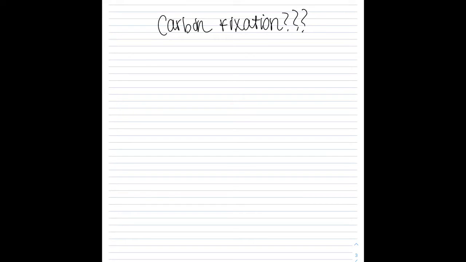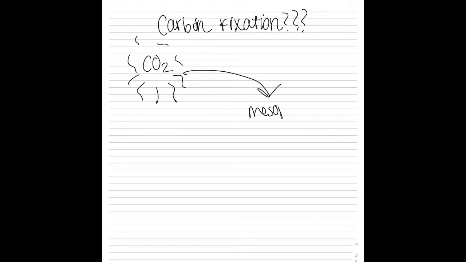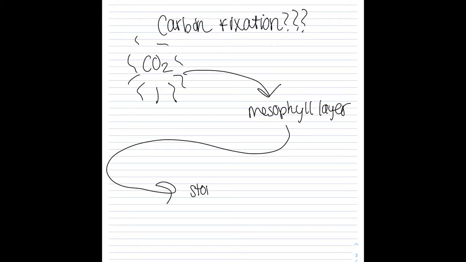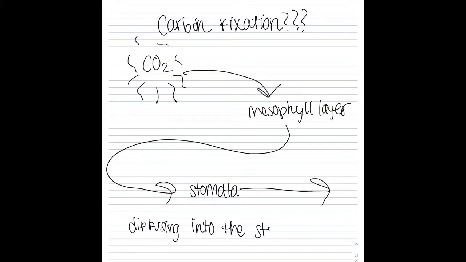The first stage of the Calvin Cycle incorporates carbon from CO2. In plants, atmospheric CO2 enters the mesophyll layer of leaves by passing through the stomata and then diffusing into the stroma of the chloroplasts. This is very important because this is essentially where the Calvin Cycle takes place.